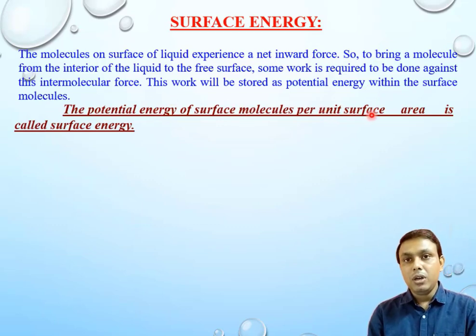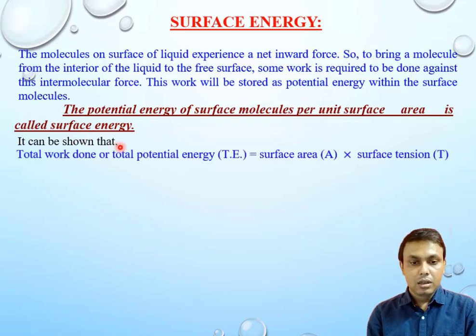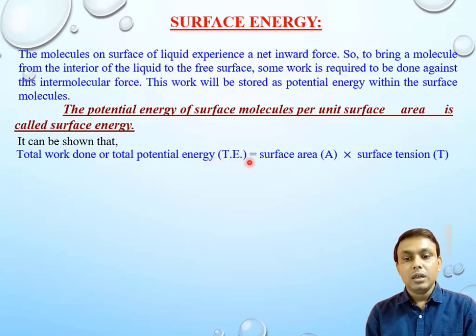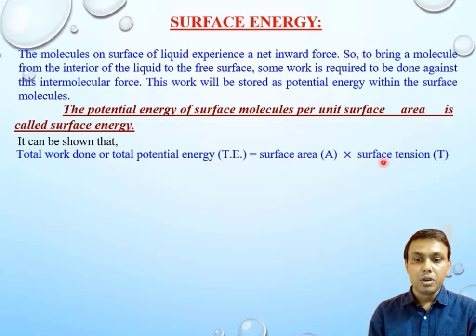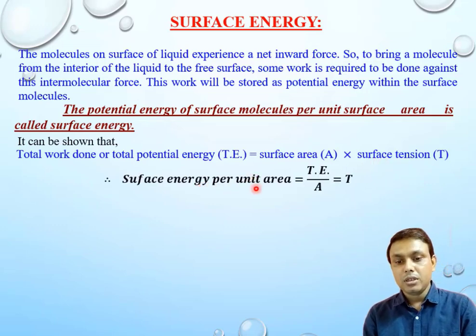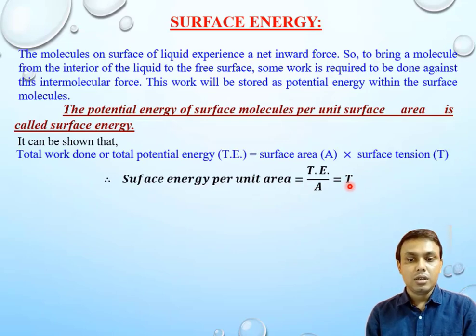Now, the potential energy of the molecules per unit surface area is called surface energy. It can be shown that the work done or total potential energy is equal to the surface area into surface tension. অর্থাৎ মোট স্থিতিশক্তি তার ক্ষেত্রফল এবং পৃষ্ঠটানের গুণফলের সাথে সমান। So from here I can show that surface energy per unit area will be equal to capital T. That means surface energy per unit area is numerically equal to surface tension.